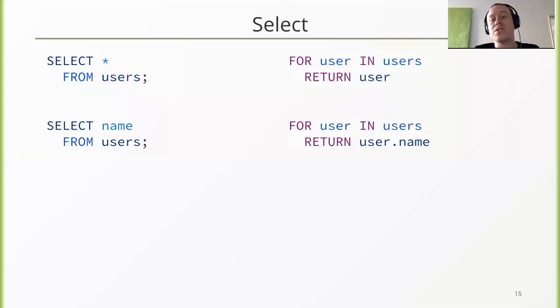Of course, we can also do projections, so only select parts of the data. So select name from users is identical to for user in users, return user.name, because that will access the name attribute from every user object that it has found. Note here, in both cases, you do not say, oh, please database use an index for one or the other. If you have defined an index on the name attribute, the database will figure it out and use it for performance.